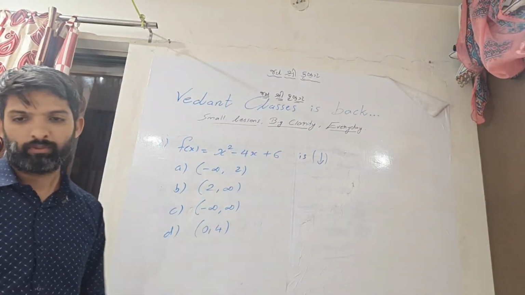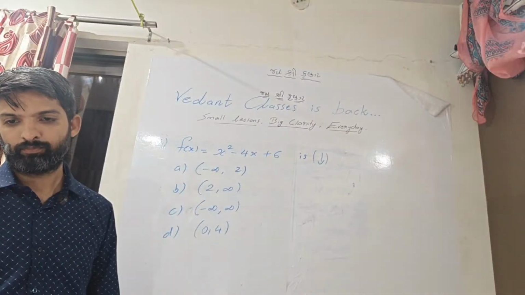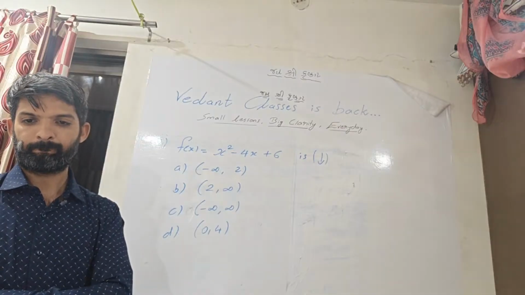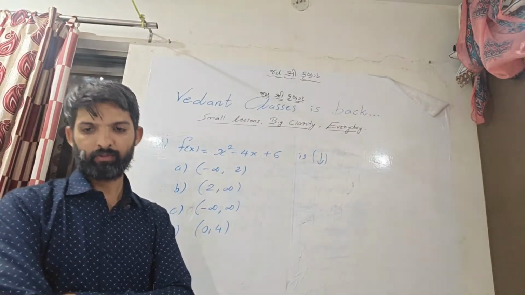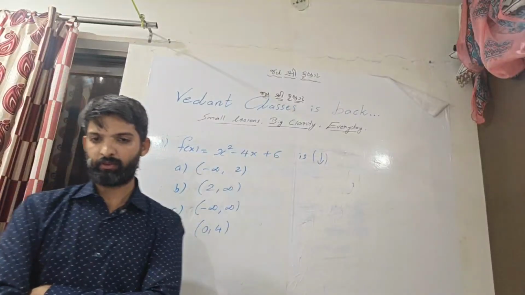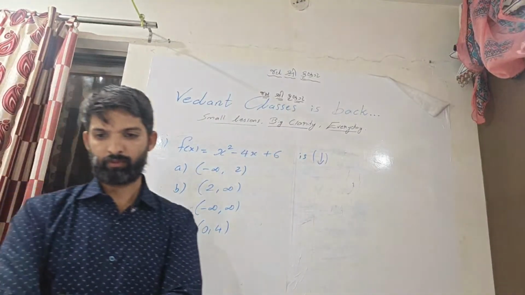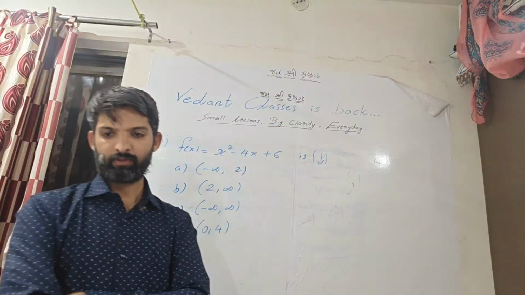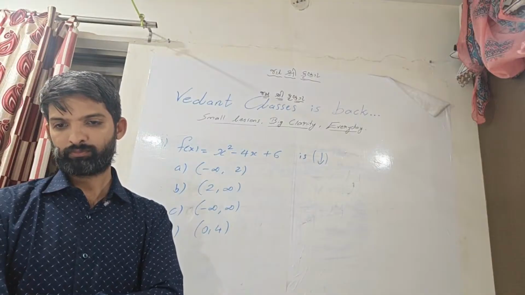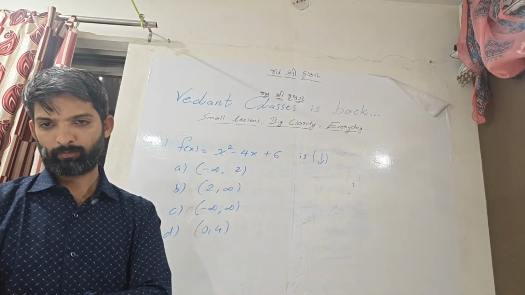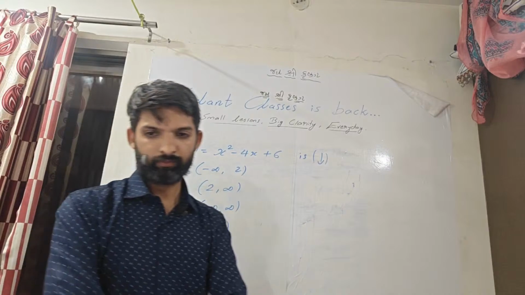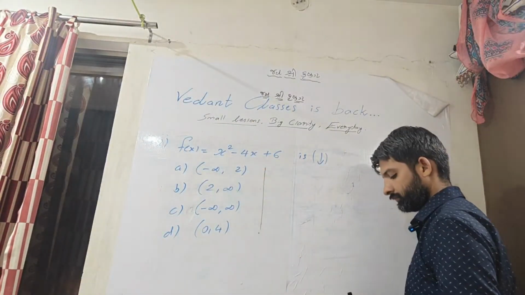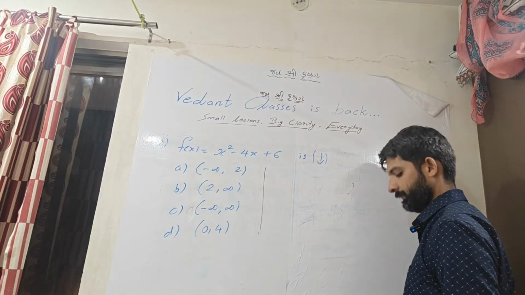2 to infinite. Okay. Option A, B. You are saying A and you are saying B. Okay, let's see.